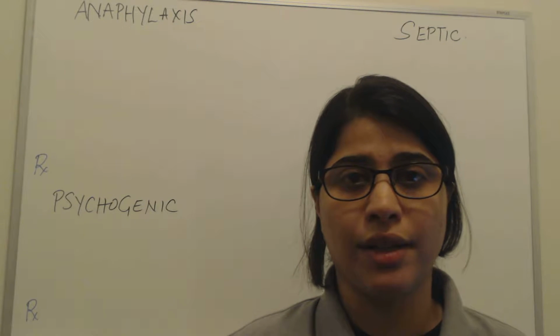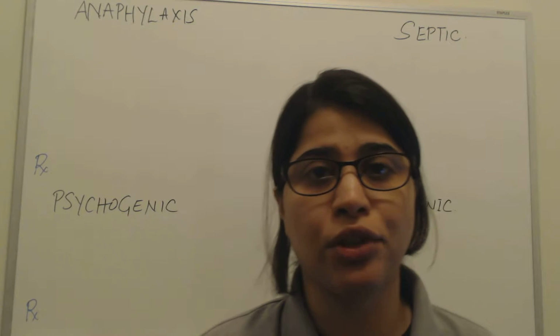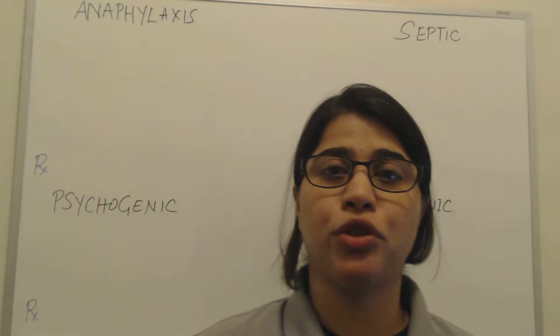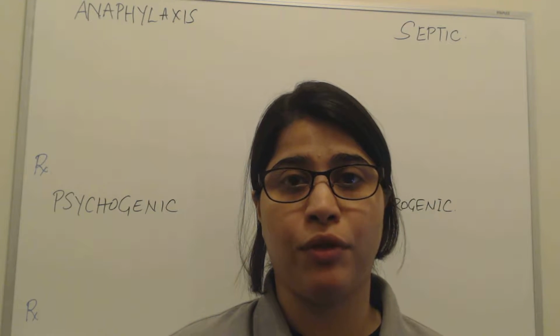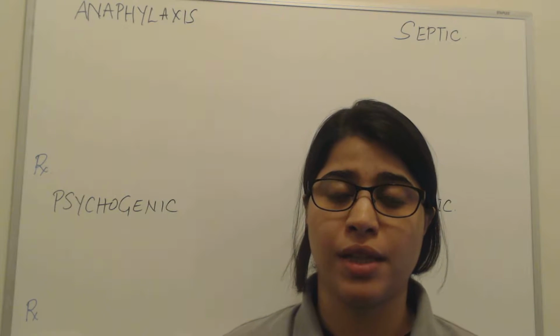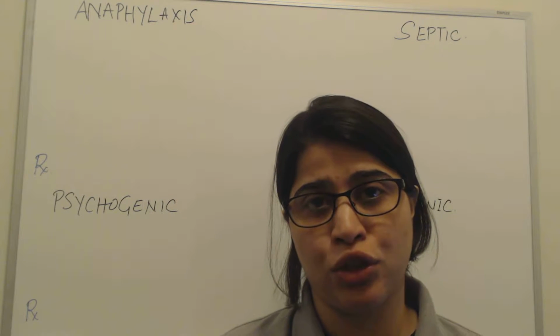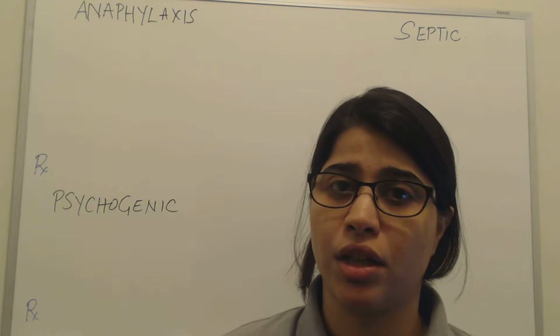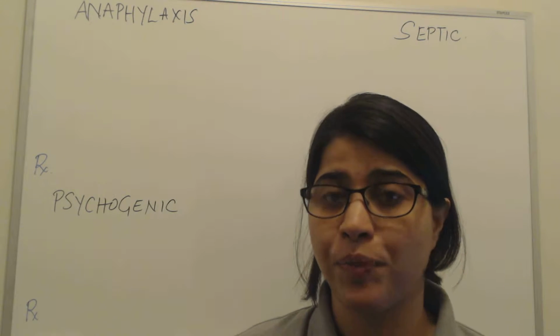Hello and welcome to our last section of types of shock. In this section, we'll be discussing distributive shock. Distributive shock occurs due to widespread vasodilatation. There are four main types of distributive shock: septic shock, anaphylactic shock, neurogenic shock, and psychogenic shock. Let's begin our discussion with anaphylactic shock.